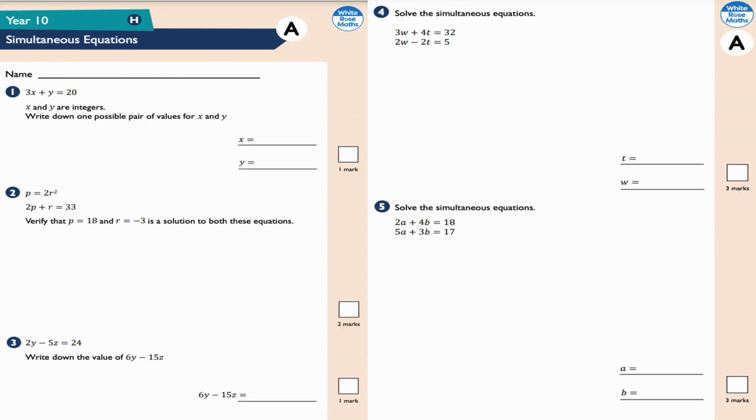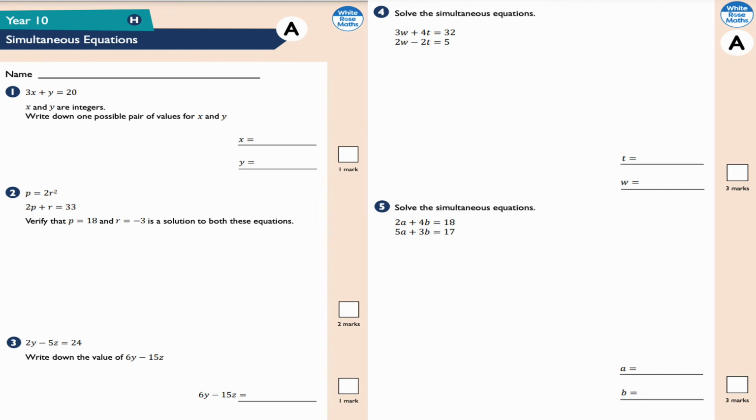Right, guys, we are now looking at the last section today. Sorry that it's been quite a long video, but hopefully you are sticking with me so far. This is the Year 10 simultaneous equations for the higher tier students from the White Rose Maths worksheet. This is question number 1.